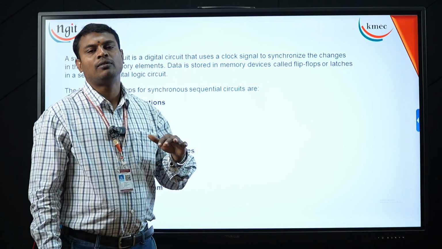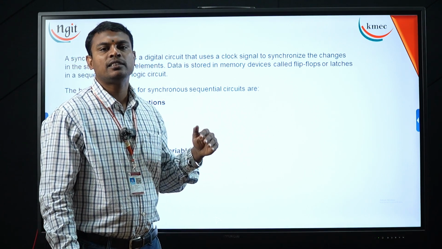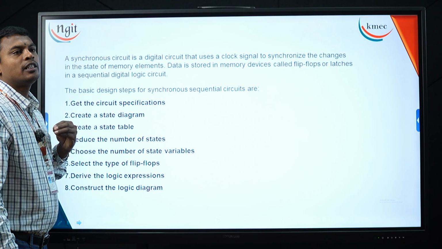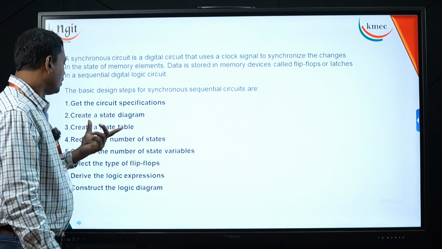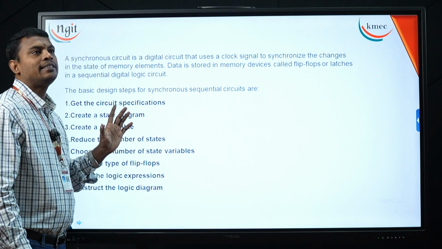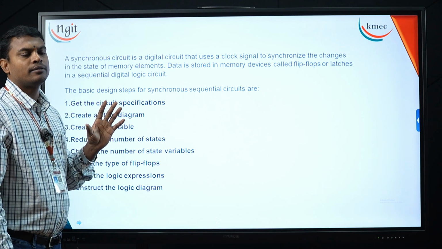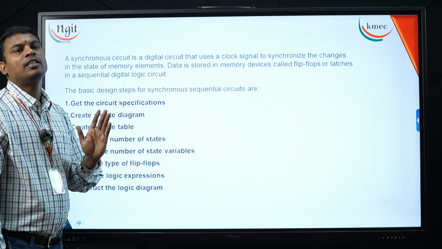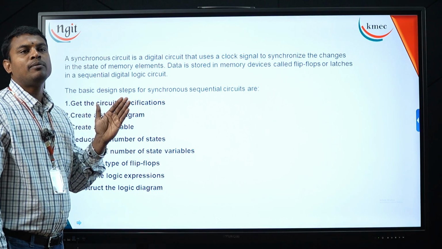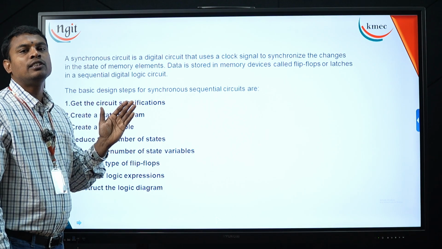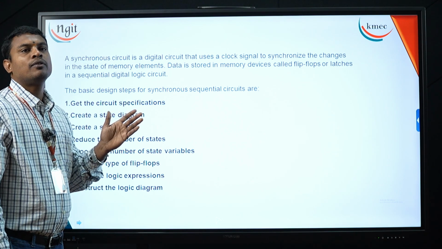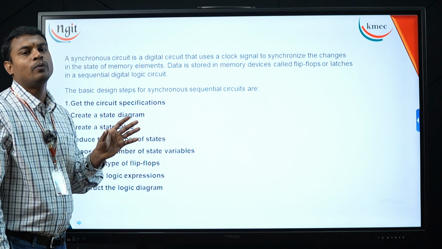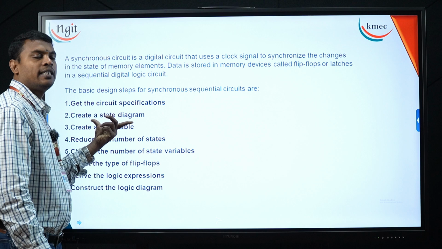Now, what are the steps involved? What are the basic steps involved in designing these sequential circuits? The basic steps are, first, getting the circuit specifications. I need to know the specifications of that particular circuit. Next, I am going to create a state diagram. A state diagram tells when a state should transit from one position to the other. For example, if a variable is at a equals 0, that is represented as a state. Now, if the variable is at a equals 1, that we are going to call state 1. Those things are called creating a state diagram.